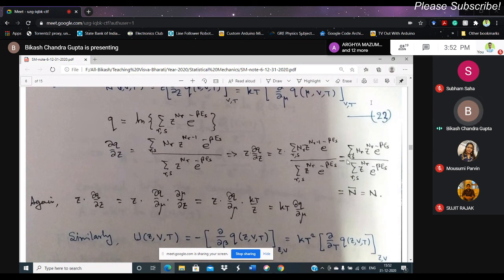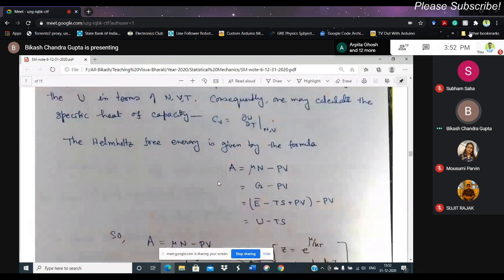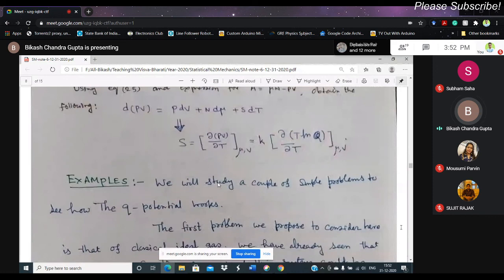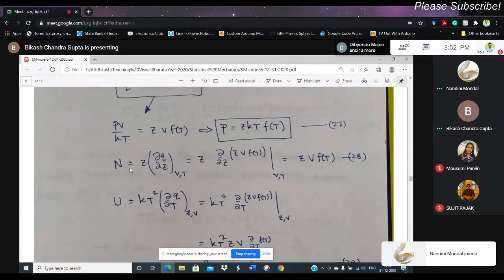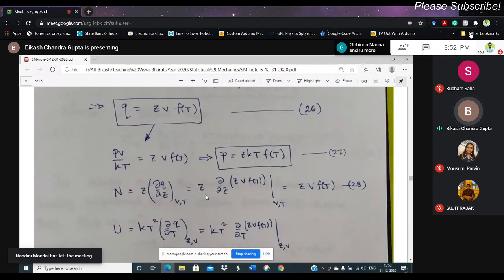So basically, n average, you do not denote by n bar in general, and that is Z del Q del Z. So n equals Z del Q del Z at V and T constant, and Q is this, and therefore del Z del Z of Z V f(T), and it equals Z V f(T), because V and T are constant, and if you take the derivative, this comes out as 1, so Z V f(T). This is the expression for n, okay?